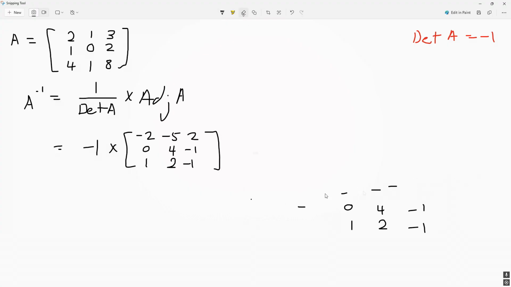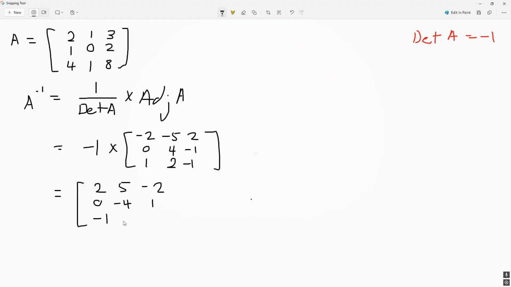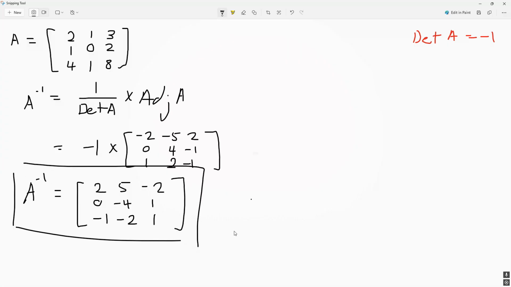And then to find the answer, we'll just have to multiply -1 across all of the matrix. So -1 basically just flips the sign. So let's just flip all the signs. So 2, 5, -2, 0, -4, 1, -1, -2, and +1. So it's 1. And now we have the inverse of A. Alright.